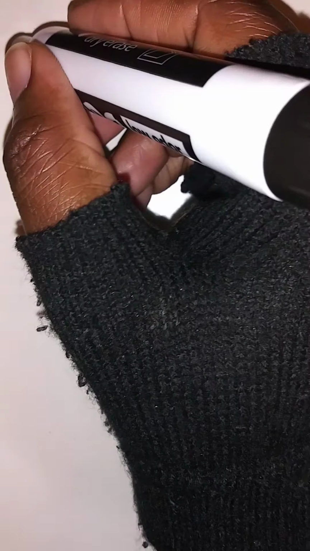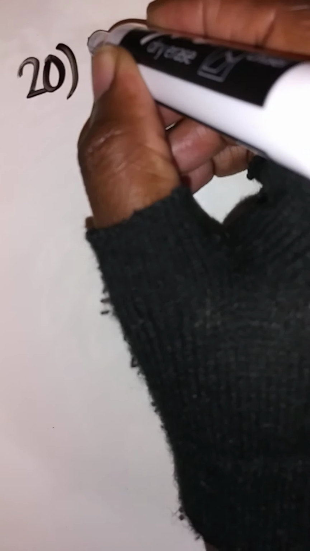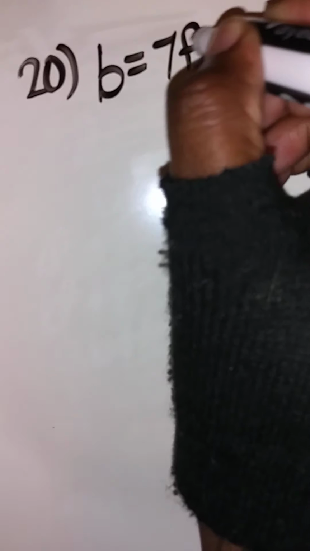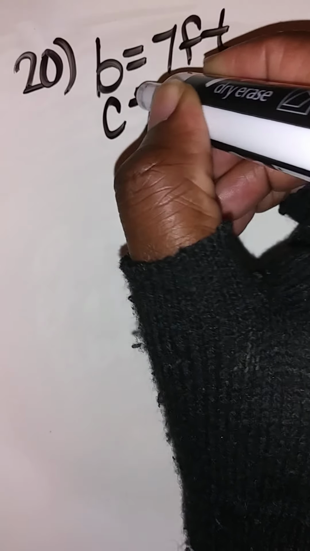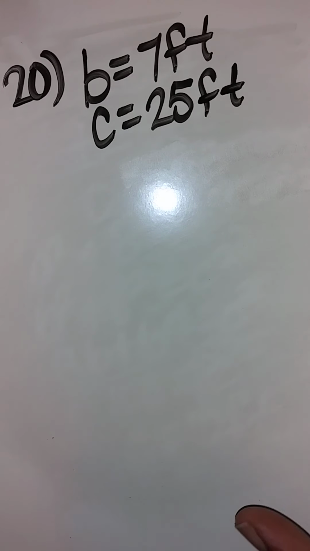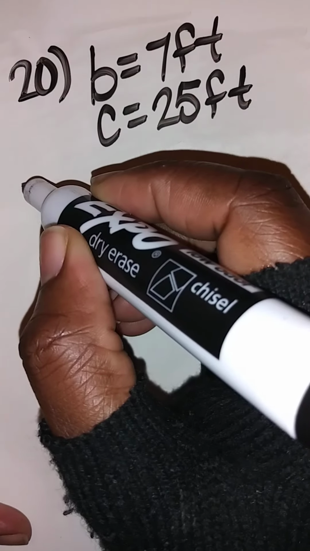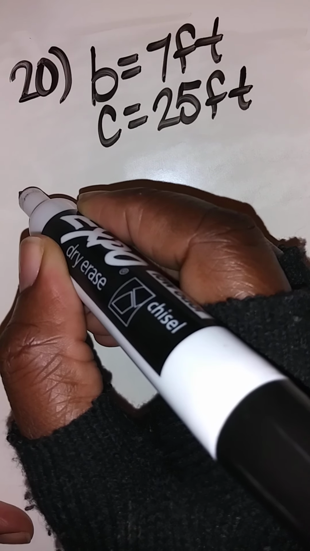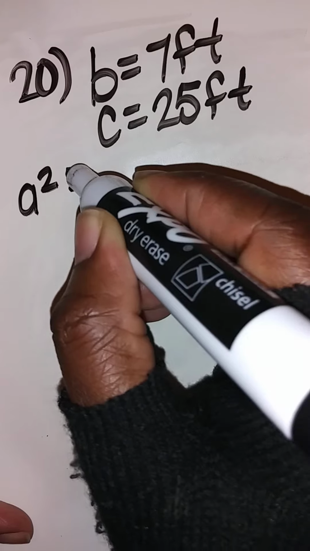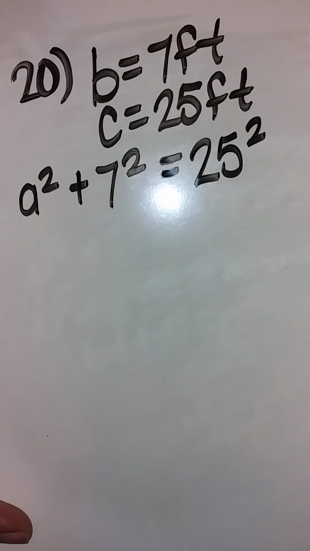Let's look at number 20. So lock in that Pythagorean theorem. So for number 20, I have B equals 7 feet. And this time C equals 25 feet. Okay, so for this particular one, I do not know A. I still have to use my Pythagorean theorem in the same way that I see it. I do not know A, so I'm just going to write A squared. B is 7 squared and then my hypotenuse is 25 squared.